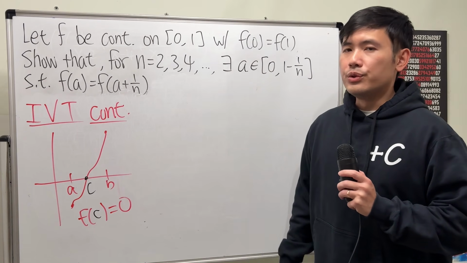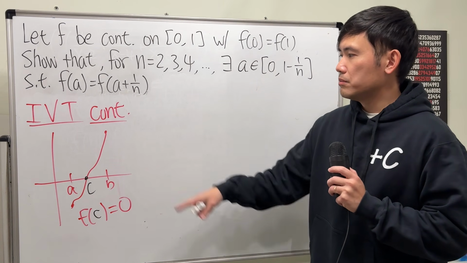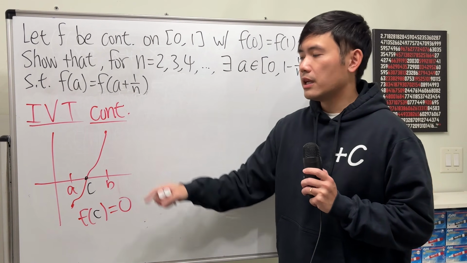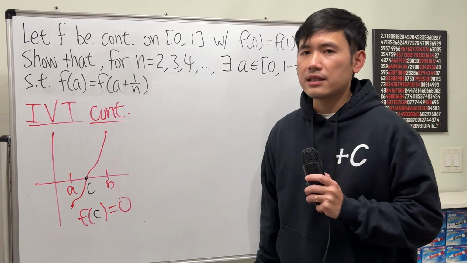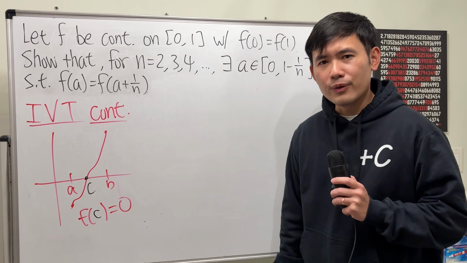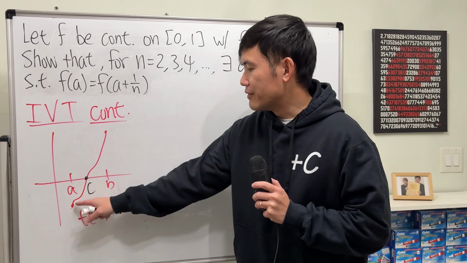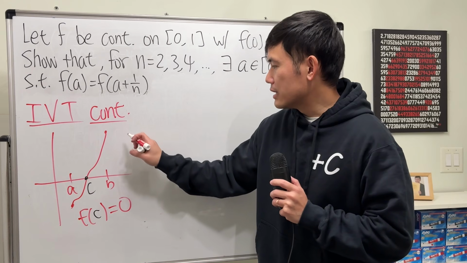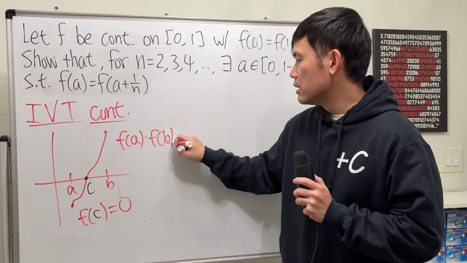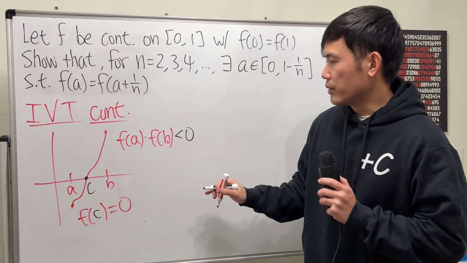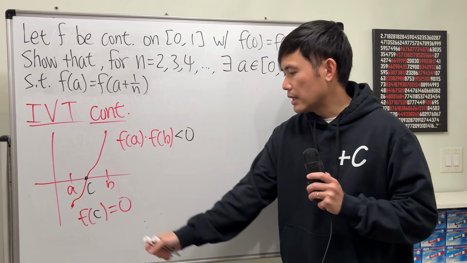This is very easy to use. And what's the condition for this? The function is continuous, and one endpoint is below the x-axis, the other one is above the x-axis. How can we write that down though? Well, they must have different signs, right? So I can say f of a times f of b is less than 0. That's a condition that will give us this.